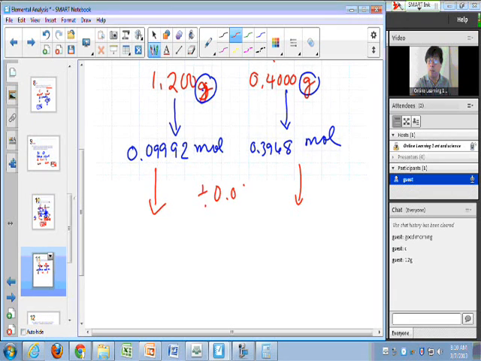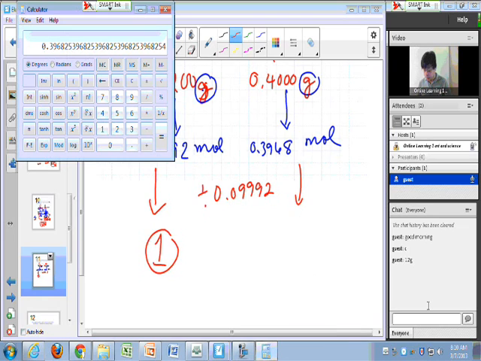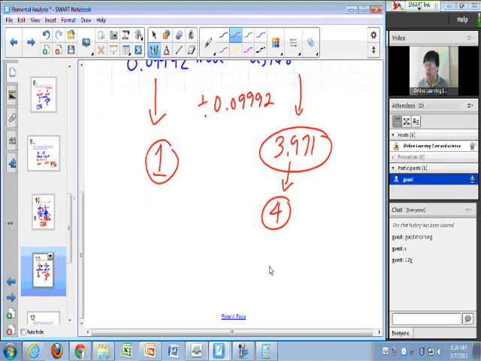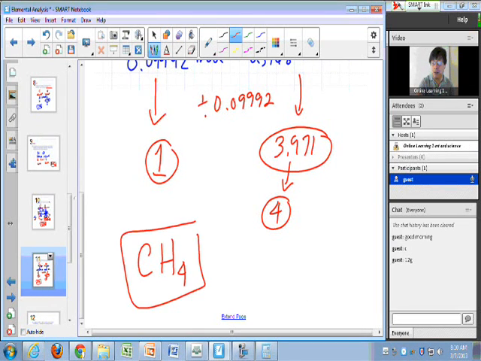Okay, you divide by 0.09992, and what do we get? This is going to be a 1, right? And 0.3968 divided by 0.09992 is 3.971. Okay, and that is close enough to a whole number. That is essentially a 4. So the empirical formula of this compound is CH4. Okay?